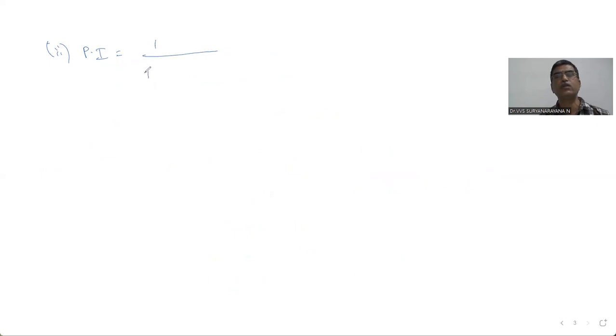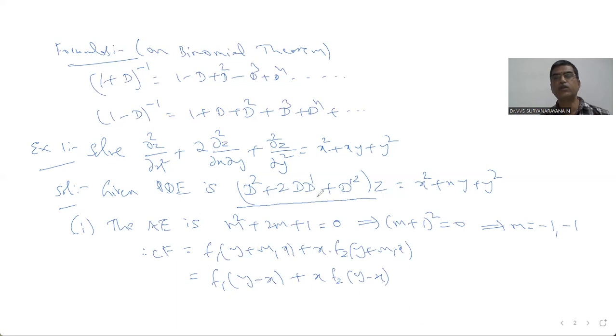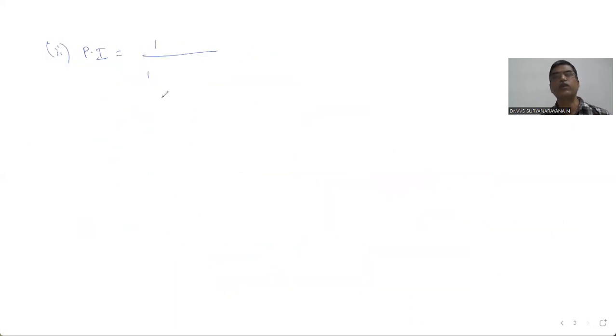Once again, what is the LHS operator? D square plus 2d d dash plus d dash square. So 1 by d square plus 2d d dash plus d dash square is to be operated on the right-hand side function x square plus xy plus y square. Now, the process we already discussed.